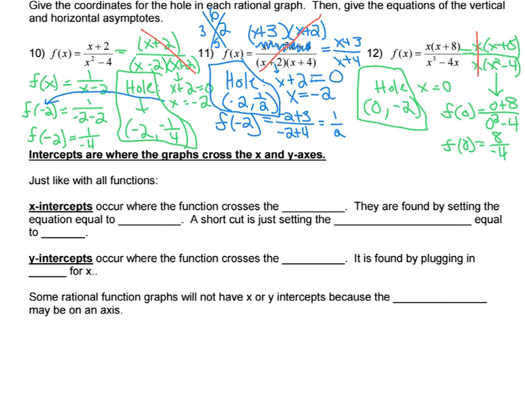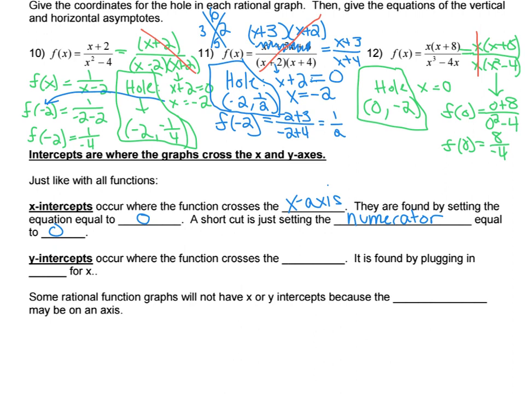Here, intercepts is familiar. So let's get back to the basics. X-intercepts, that's where a function crosses the x-axis. That's nice and familiar. We can also call them solutions, zeros, or roots. For rationals, they're found by setting the equation equal to 0. That's pretty familiar. The shortcut is just set the numerator equal to 0. X-intercepts don't have to be that complicated. If you're given a graph, just look at where it's touching the x-axis. If it's not touching the x-axis, there are none.